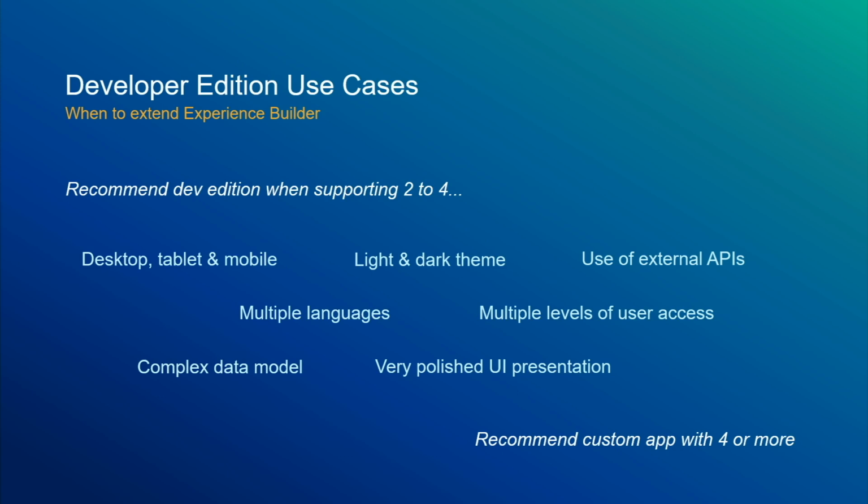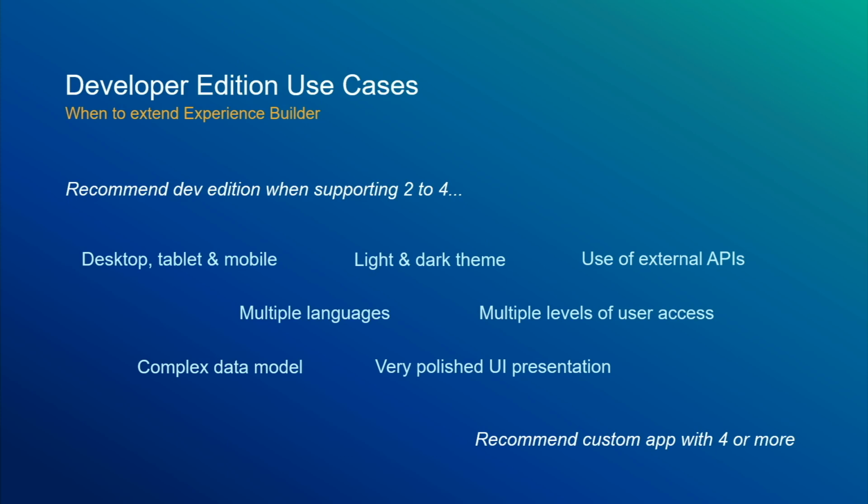You can accomplish any one of these using Experience Builder out of the box. If you want to support English and Spanish, you can have 2 separate applications. Now, if you also want to support light theme and dark theme, now you need 4 applications. Where if you go Developer Edition, you can support all of that in just a single app.